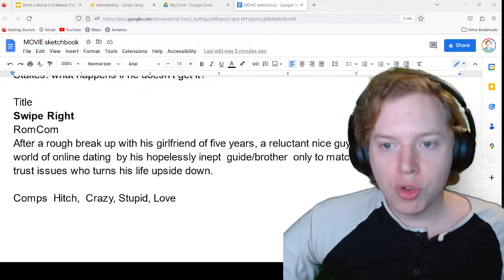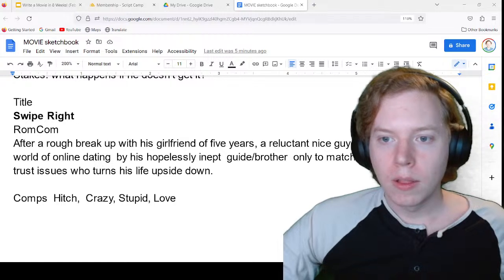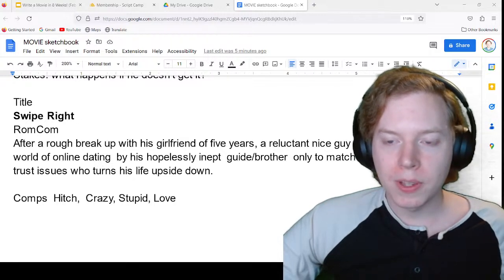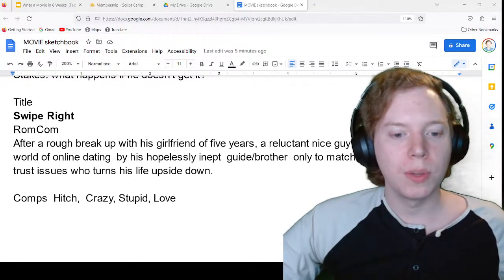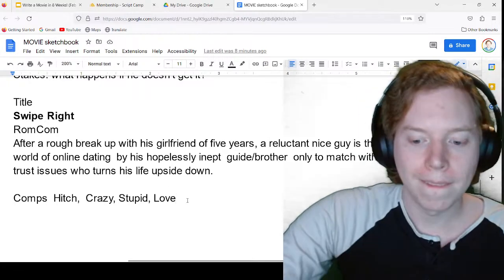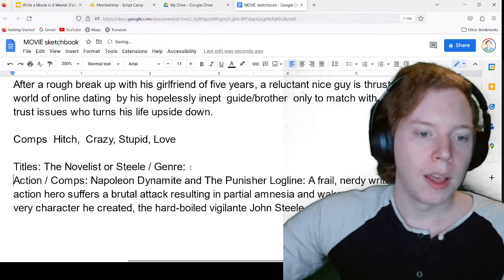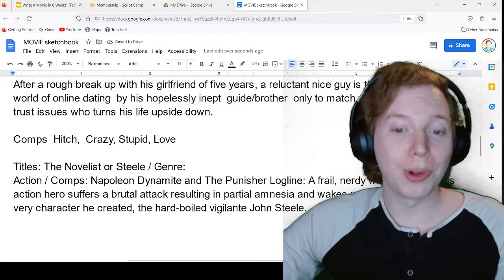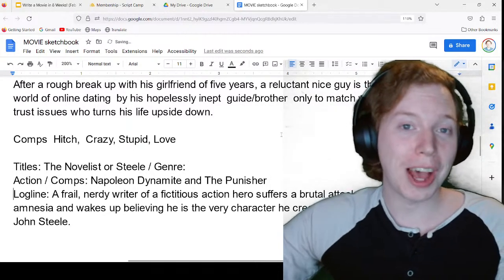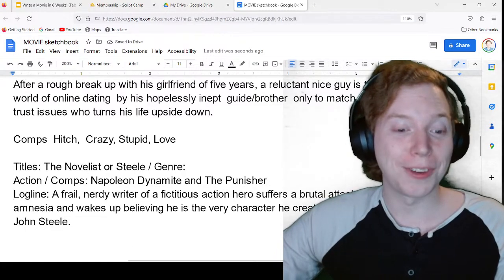We have one more from Jamie. The Novelist or Steal? Or maybe those are two potential titles. You want to read this out, Jamie? I picked this because the comps are Napoleon Dynamite and The Punisher, and that's the weirdest combination of comps I think I've ever seen, and I have to know what that means.